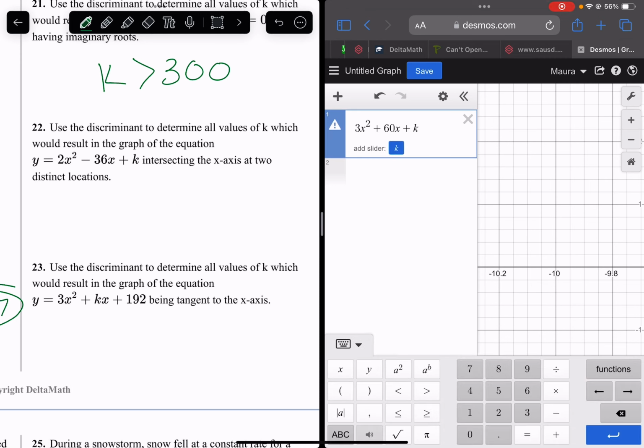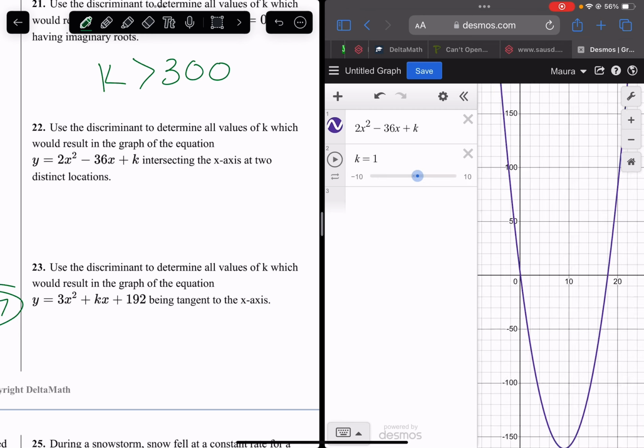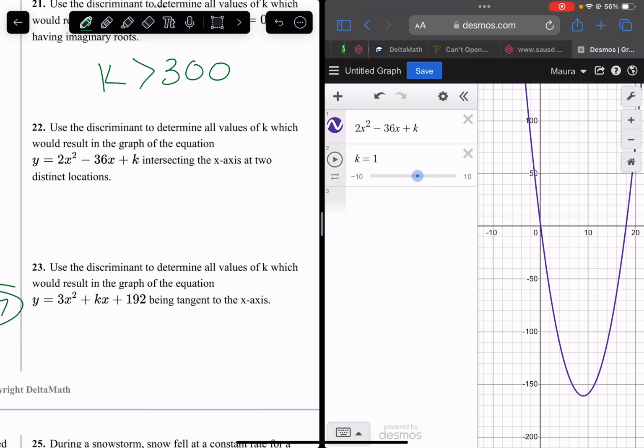So again, we're going to plug this in. We've got 2x squared minus 36x plus k. And again, we're going to want a slider for k. We definitely need to zoom out here. There we go. And in this case, it says use a discriminant to determine all values of k that would result in a graph of the equation intersecting the x-axis at two distinct locations.